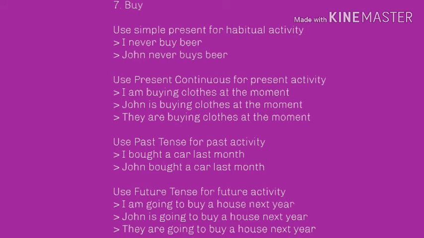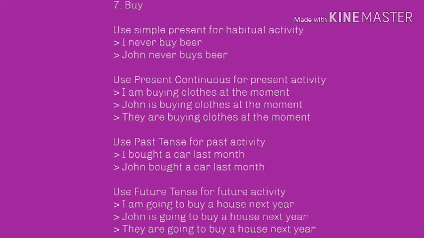Number 7. Buy. Use simple present for habitual activity. For example, I never buy beer. John never buys beer. Use present continuous for present activity. For example, I am buying clothes at the moment. John is buying clothes at the moment. They are buying clothes at the moment.